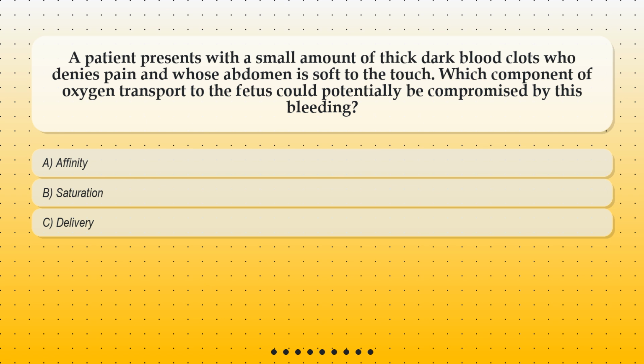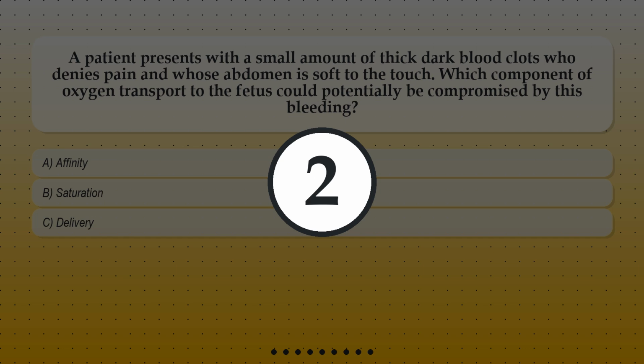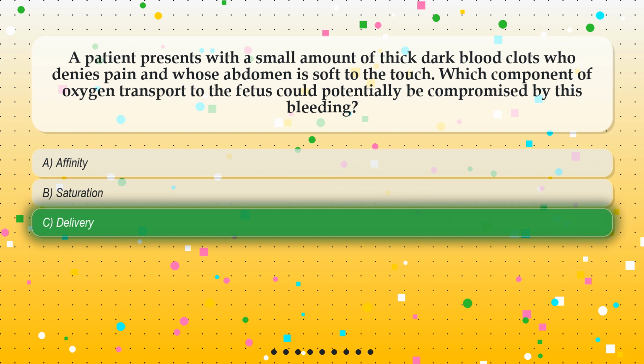Question 2. A patient presents with a small amount of thick dark blood clots who denies pain and whose abdomen is soft to the touch. Which component of oxygen transport to the fetus could potentially be compromised by this bleeding? Option A, affinity. Option B, saturation. Option C, delivery. The correct answer is option C, delivery.